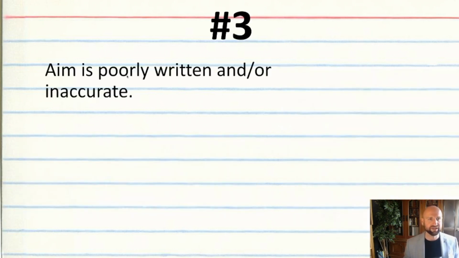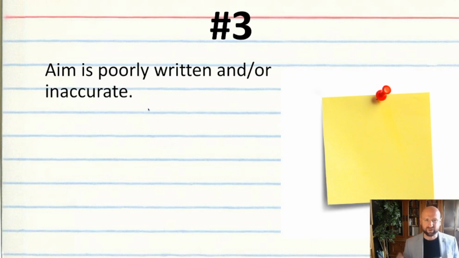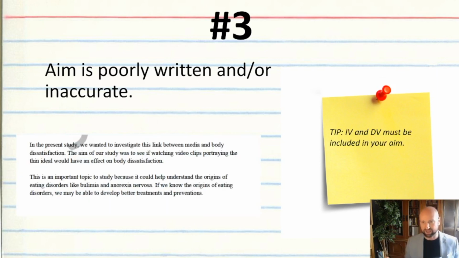So coming in number 3, the aim itself is quite poorly written, and oftentimes, so I'm an IA moderator, and so I read a lot of IAs and mark them and check the marking. To write a clear aim, you must include the independent variable and dependent variable in the aim, because the aim of any experiment is to see how does the independent variable affect the dependent variable, right? So this is my aim here, right? To see if watching video clips portraying the thin ideal would have an effect on body dissatisfaction.